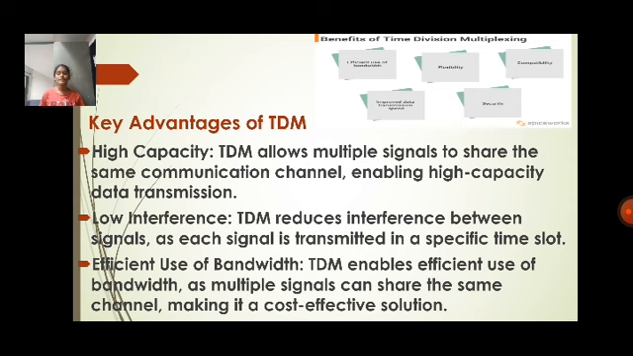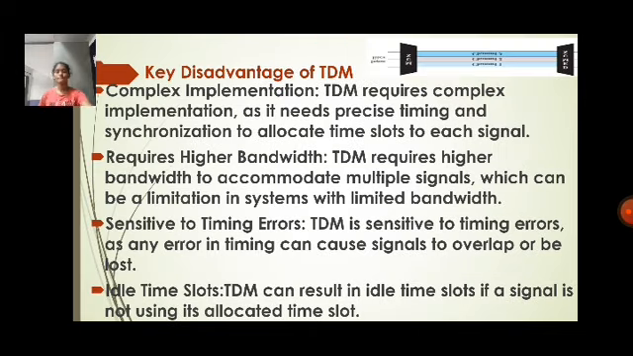And second advantage is the low interference. TDM reduces interference between signals as each signal is transmitted in a specific time slot. And third advantage is efficient use of bandwidth. TDM enables efficient use of bandwidth as multiple signals can share the same channel, making it a cost-effective solution.